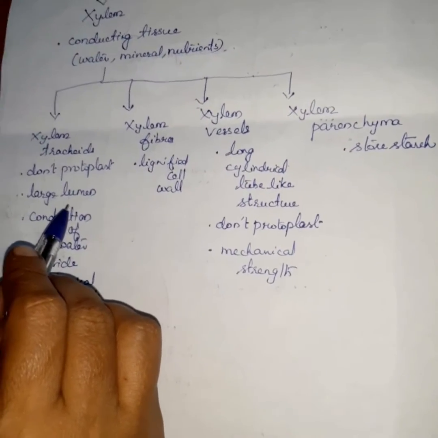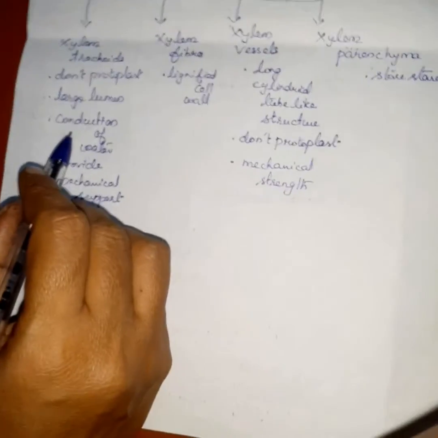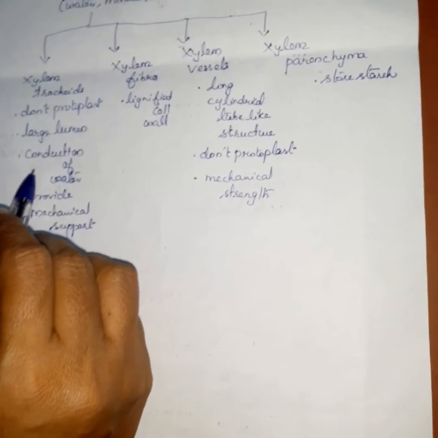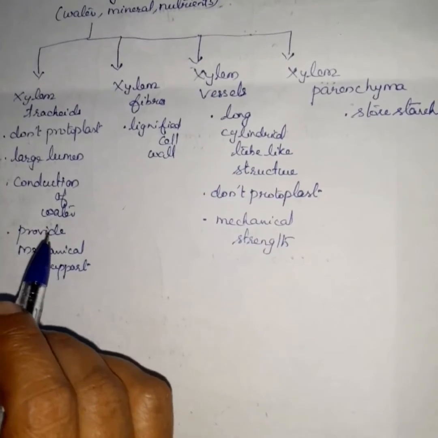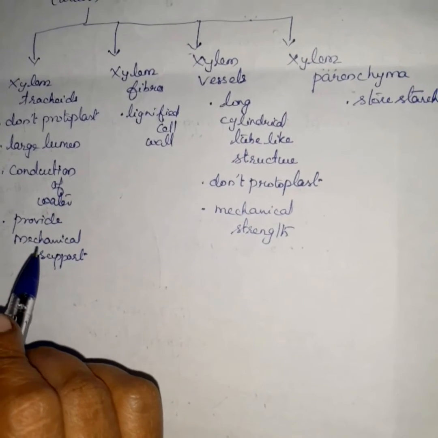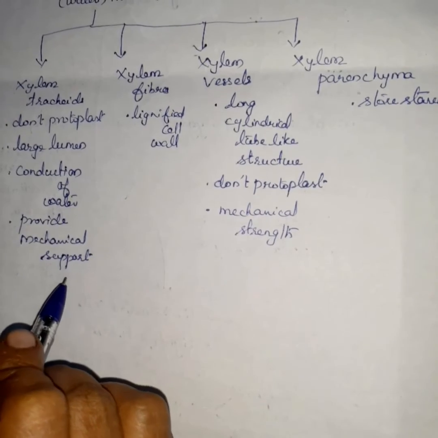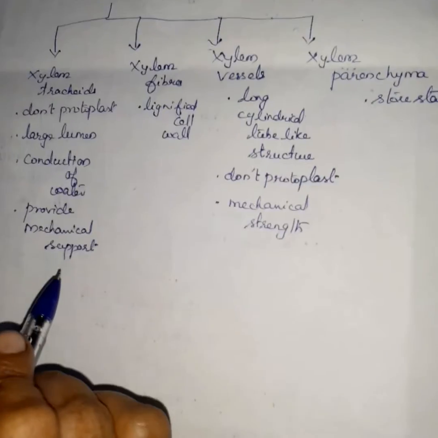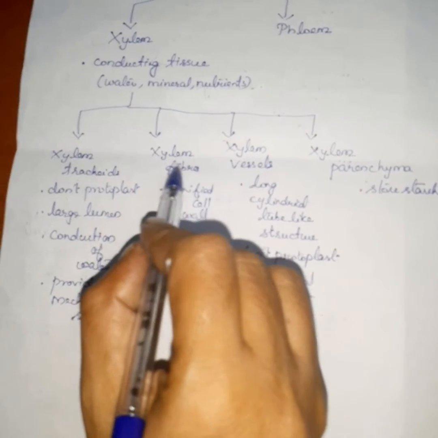So what is the function? Its function is conduction of water, and it provides mechanical support to the plant. Okay, clearly understand? Next we are going to study the xylem fibers.